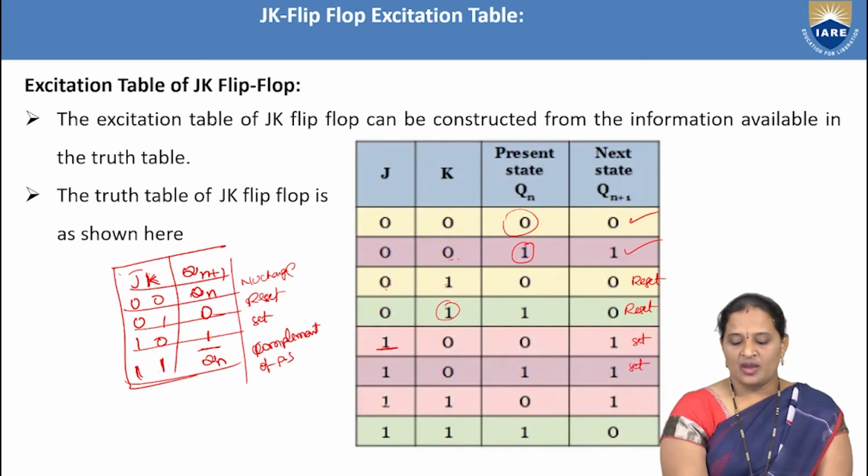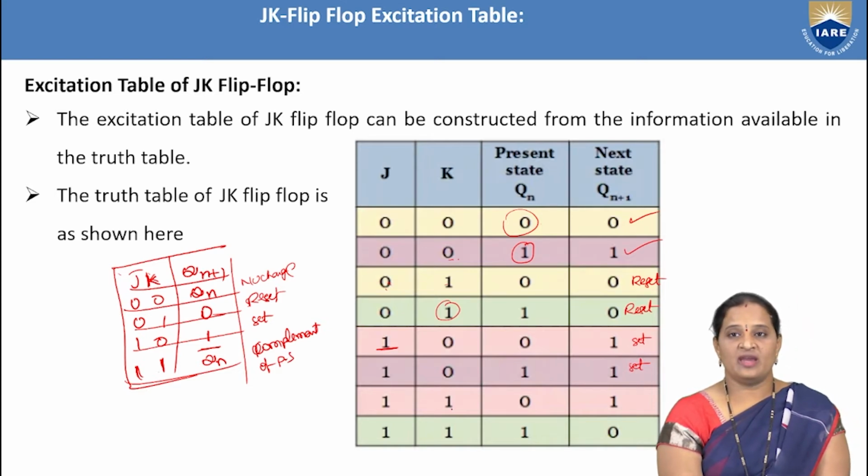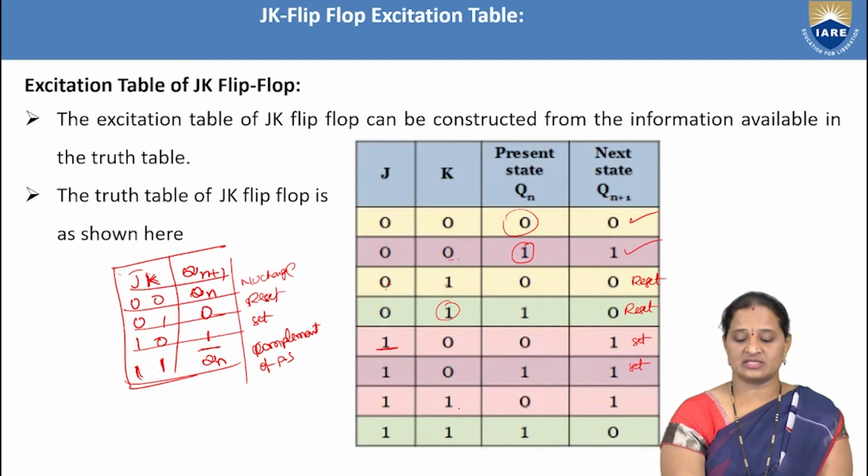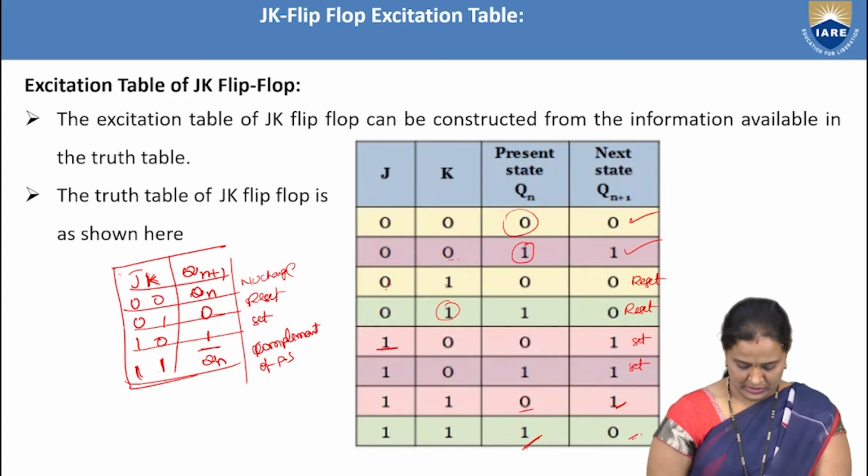Now both the inputs are 1 and 1, J and K. When both the inputs are 1 and 1, the next state is the complement of present state. As the present state is 0, the next state is 1. And here, as the present state is 1, the next state is 0. Complement of 1 is 0.